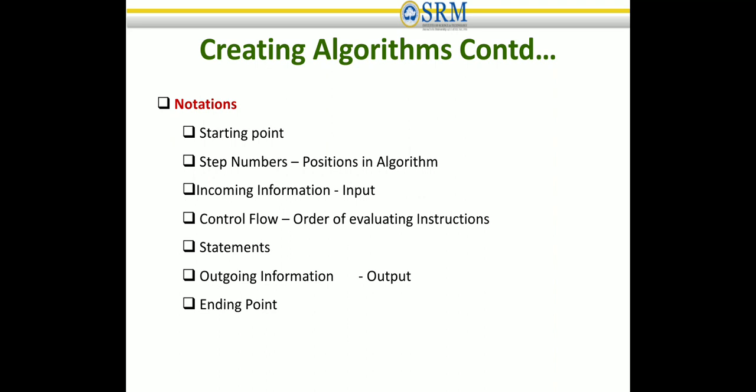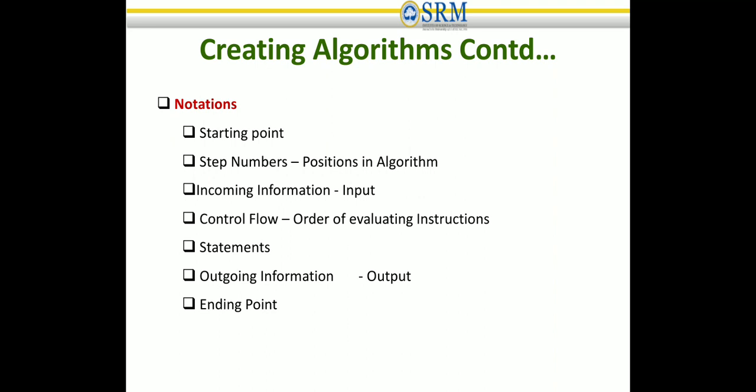Suppose you want to add two numbers a plus b and assign it to c. Operator precedence plays a vital role here: you need to add a and b and assign the result to c, and which operator has to proceed first and which next is called the control flow. Statements: there are n number of statements you can give in an algorithm, with respect to your control flow.